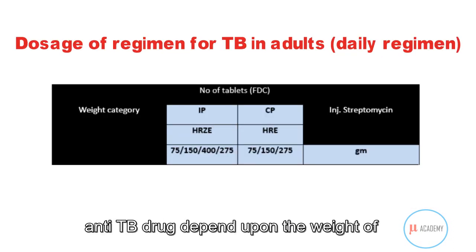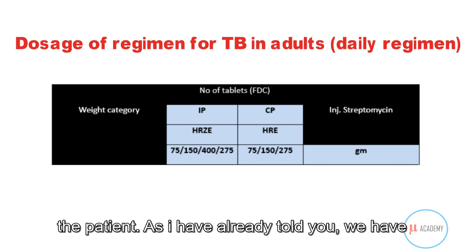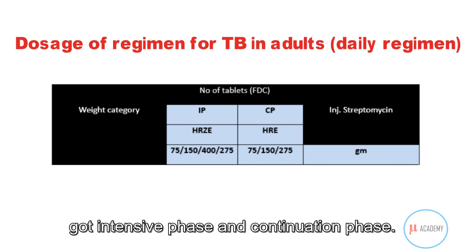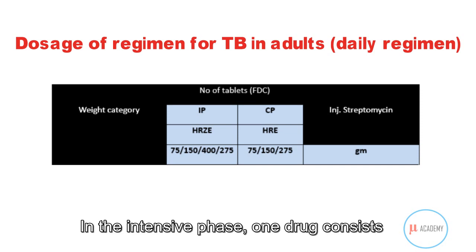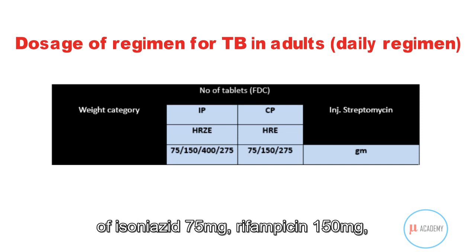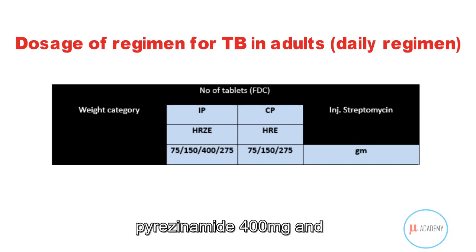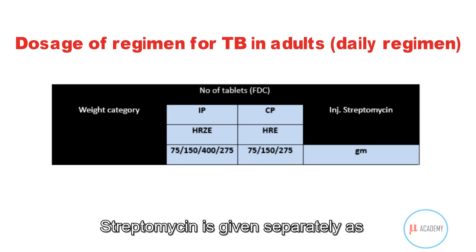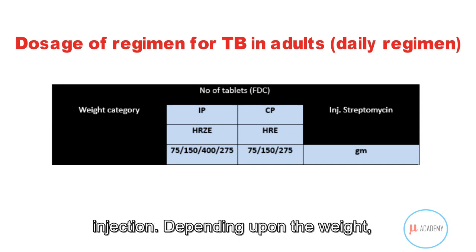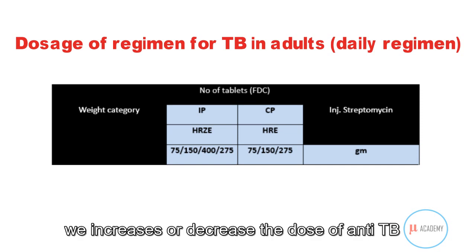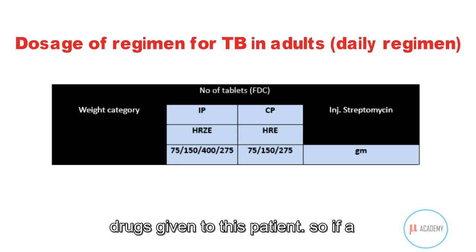The dosage of anti-TB drugs depends upon the weight of the patient. As already told you, we have got the intensive phase and the continuation phase. In the intensive phase, one tablet consists of isoniazid 75 mg, rifampicin 150, pyrazinamide 400 and ethambutol 275 mg. And in the continuation phase, one single tablet consists of 75 mg of isoniazid, rifampicin 150 mg and 275 mg of ethambutol. Streptomycin is given separately as an injection.